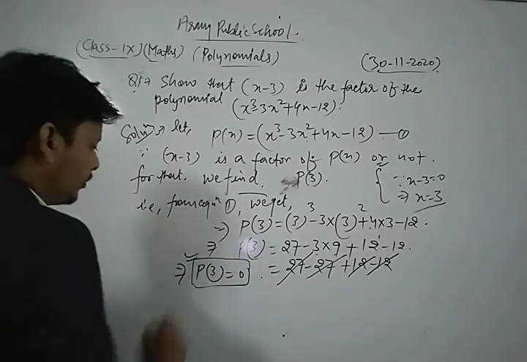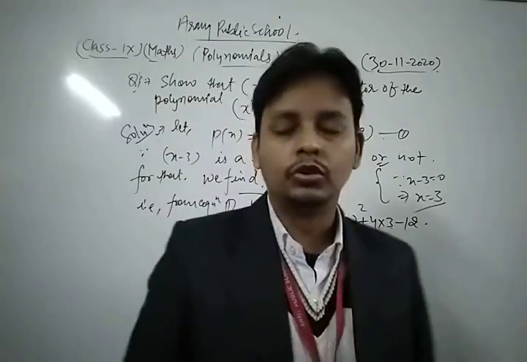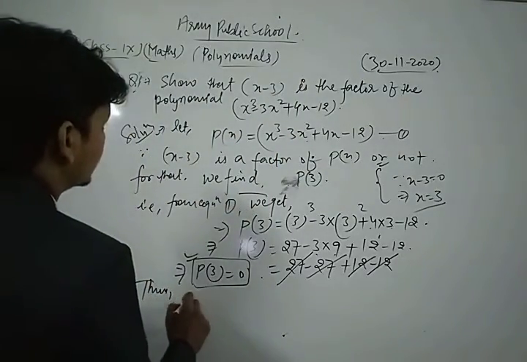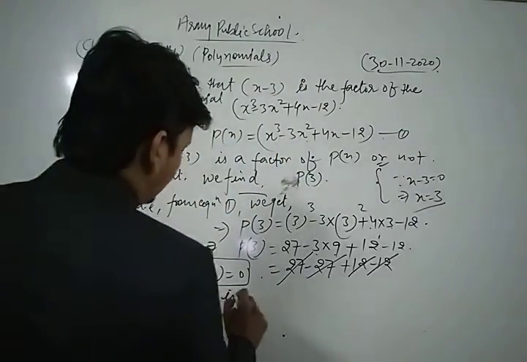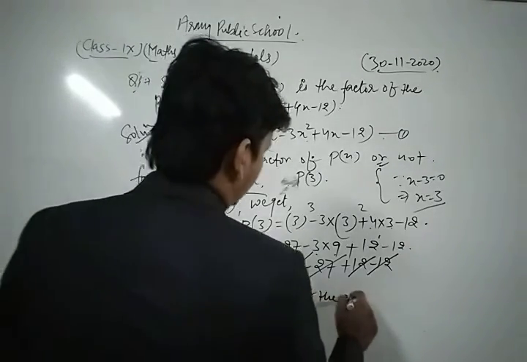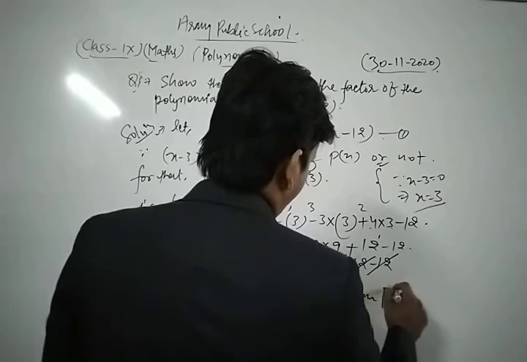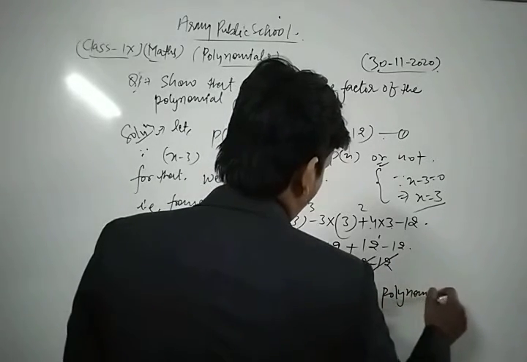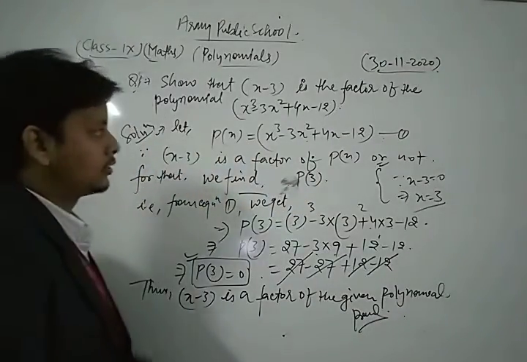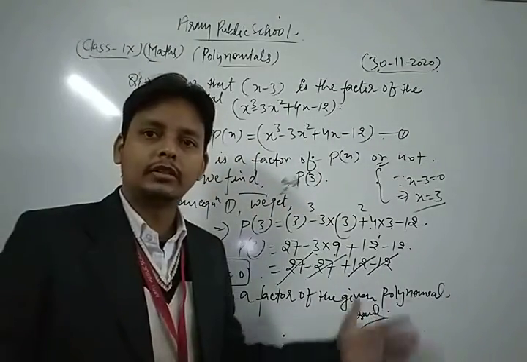The value of P of 3 is equal to 0. Thus x minus 3 is a factor of the given polynomial. Hence proved. Thus, dear students, in this way you can solve that type of question.